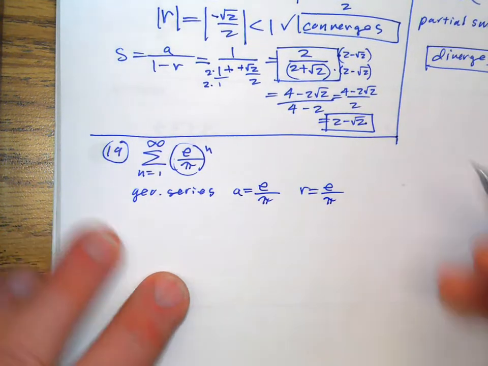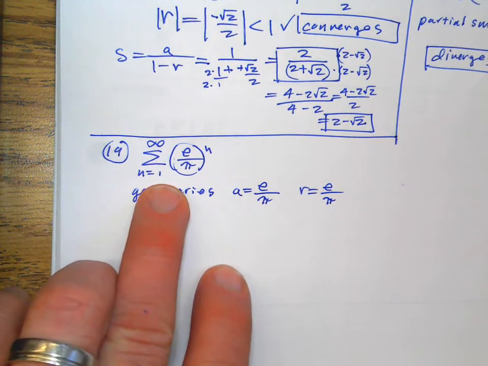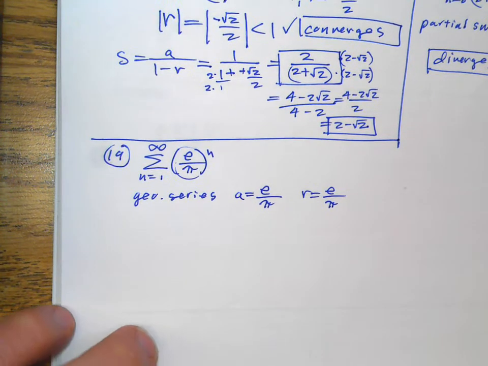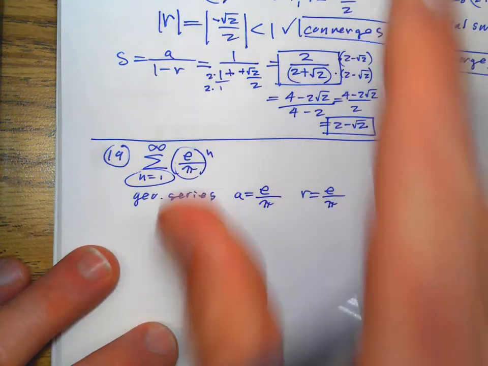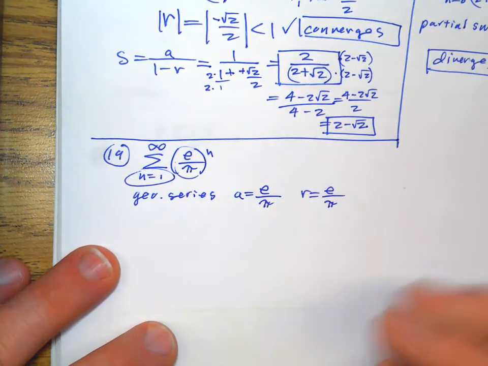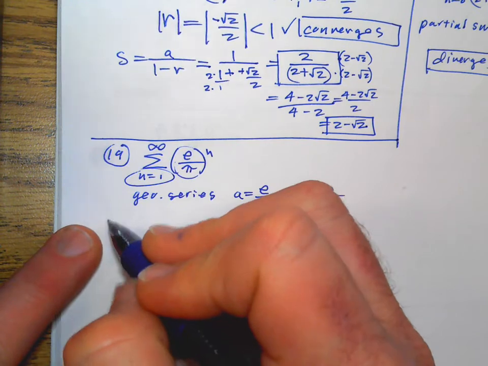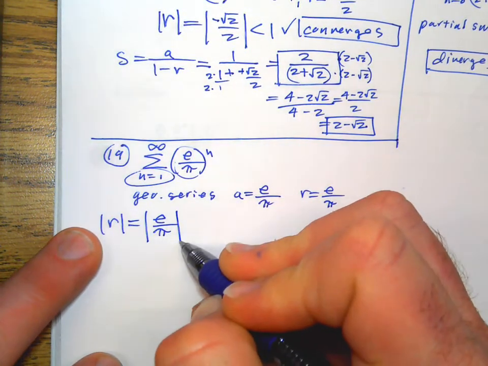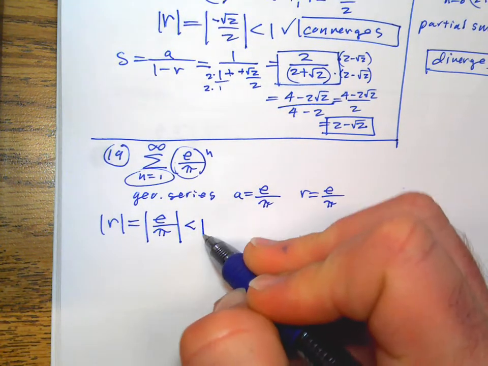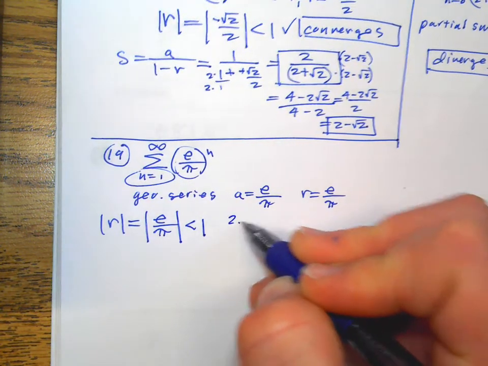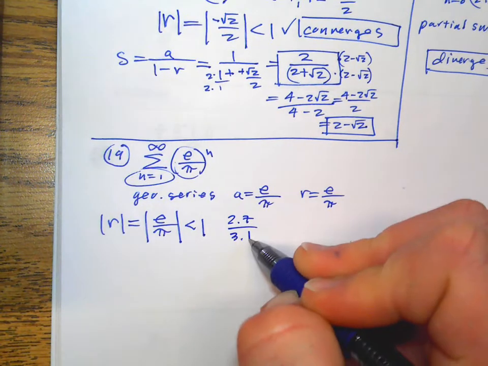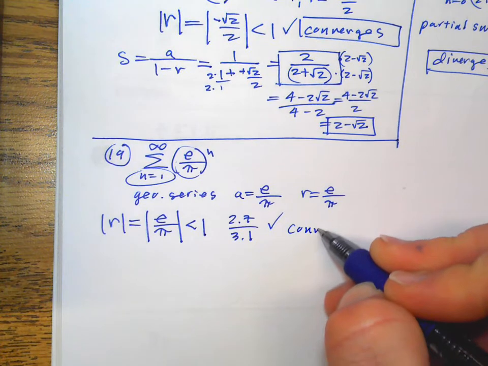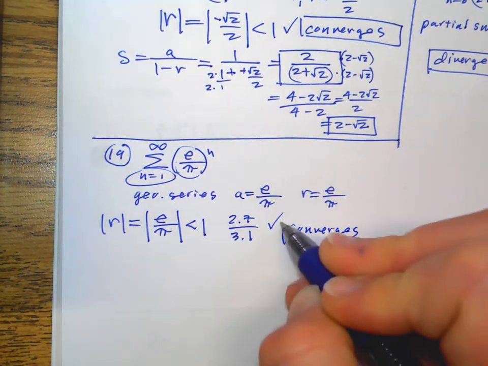So some of you may mistakenly think, oh, a equals 1. If n equals 0, then yeah, a would equal 1. But n equals 1 is the first term. Whatever n equals here, that's the first term. So then you need to say, okay, is the absolute value of r, e over pi, less than 1? Well, e is like 2.7 and pi is like 3.1. So yeah, it's less than 1. So it converges, which is one thing you're supposed to show.